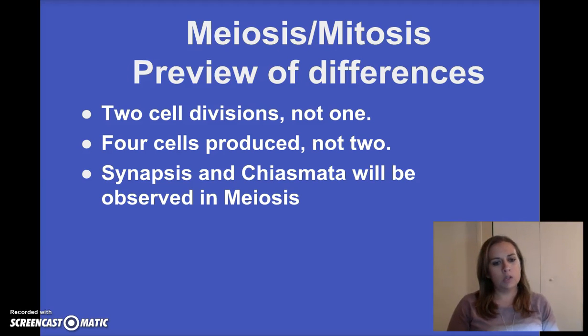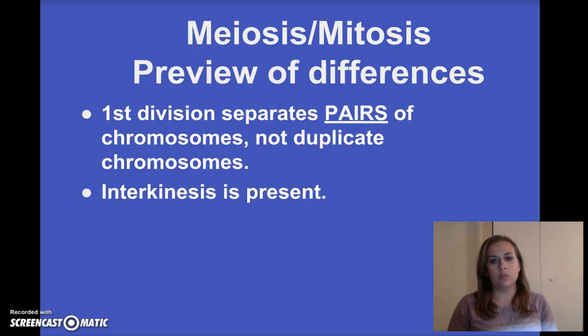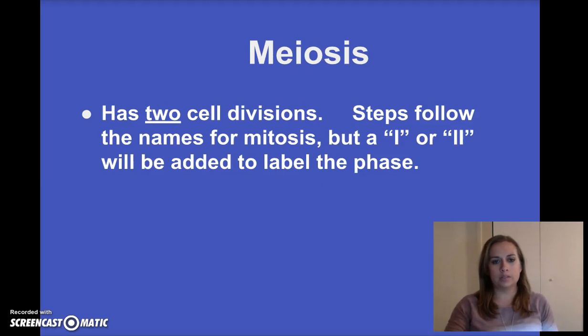We'll also see something called a synapsis and chiasmata that will be observed in meiosis. So with this first division, you're separating pairs of chromosomes, not duplicate chromosomes. And you have a phase called interkinesis that is also present. So like I said before, meiosis has two cell divisions. So the steps that you follow have the same names as for mitosis, but you add a 1 or a 2 to the end of the name, and that's how you kind of figure out the phases.